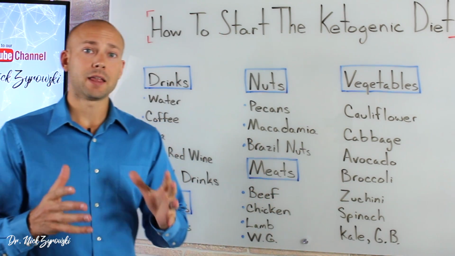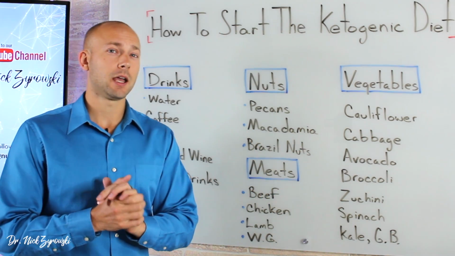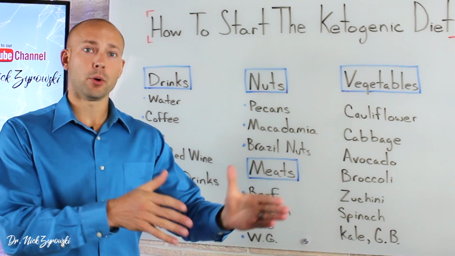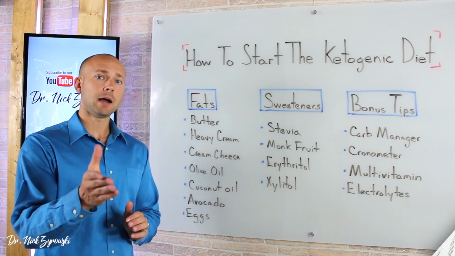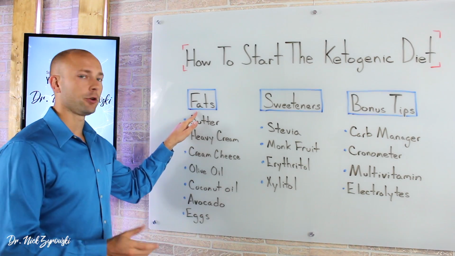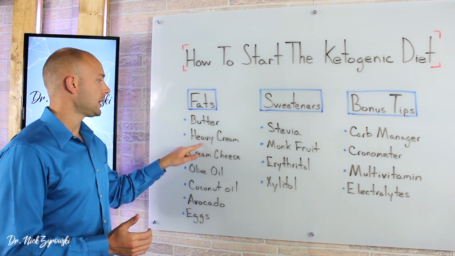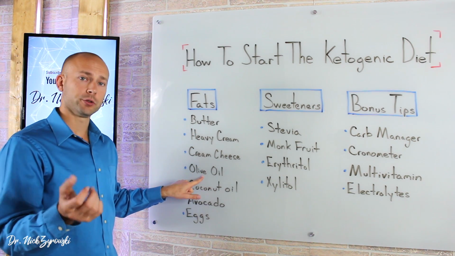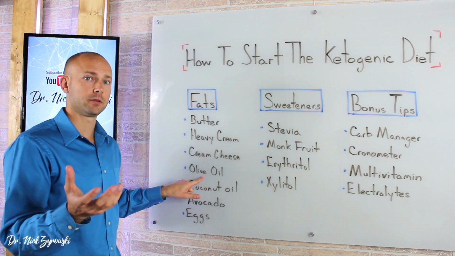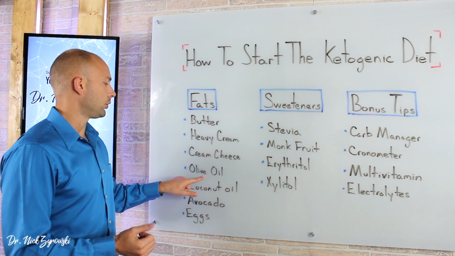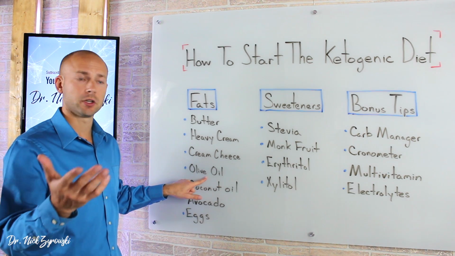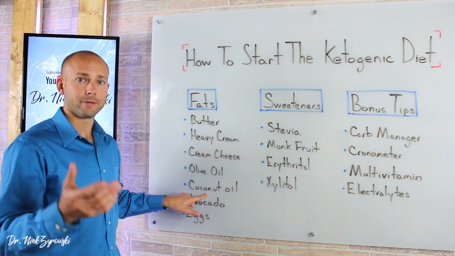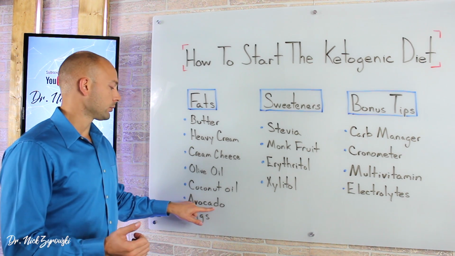Let's go ahead and take a look at the different fats you can have on the ketogenic diet and also the different sweeteners and the bonus tips that I want to share with you. The top fats that people like to consume well on the ketogenic diet are fats like butter, heavy cream, cheese, olive oil. Your high fat oils are going to be very powerful in the ketogenic diet because they are very high fat. So you could sprinkle some olive oil on your salad, use it as a dressing. Coconut oil is great for cooking with. Avocados are really great too.